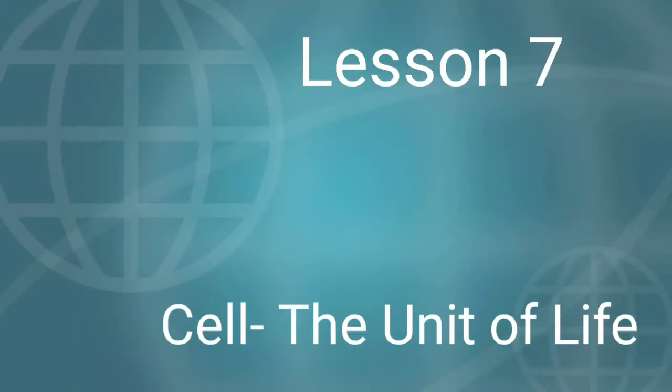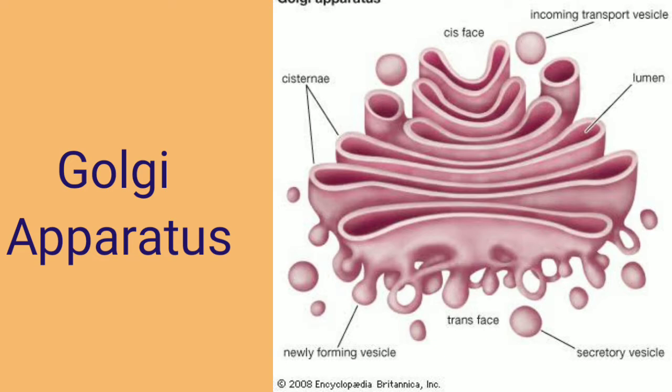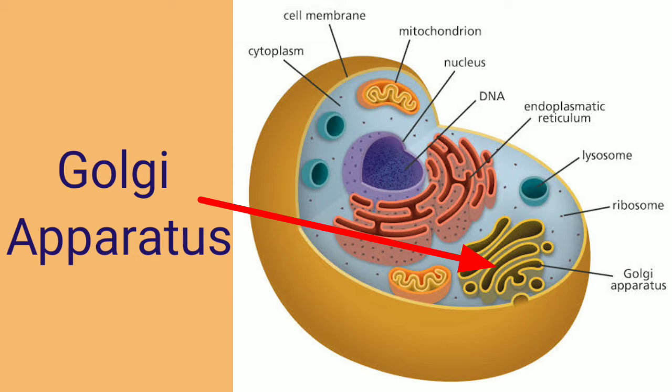Lesson 7, Chapter Cell, the Unit of Life. So in this video, now I'm going to discuss the cell organelle called the Golgi apparatus, or it is also called the Golgi complex. This is also another membranous system like that of the endoplasmic reticulum, and the structure is also quite similar to that of the endoplasmic reticulum.